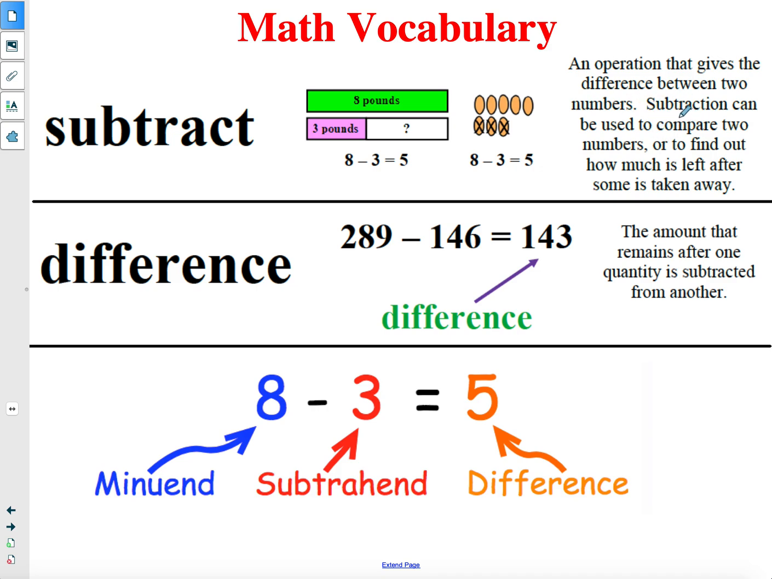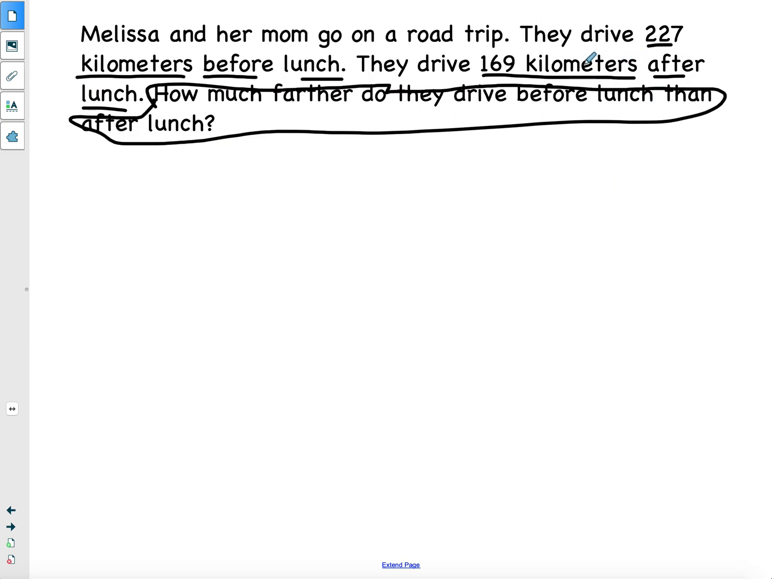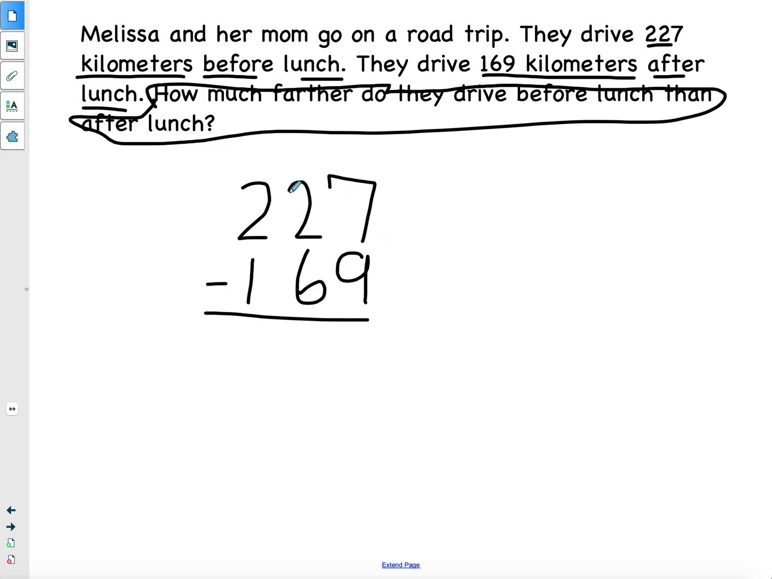So remember, in my definition for subtraction, it says I can use subtraction to compare two numbers. I'm trying to compare the distances that they drove before lunch and after lunch. How much farther is it? So I can subtract. Let me rewrite my numbers in standard algorithm with the greater number on top, because I'm going to subtract from the greater number. I can never write the lesser number on top because I can't subtract a greater number from a lesser number.